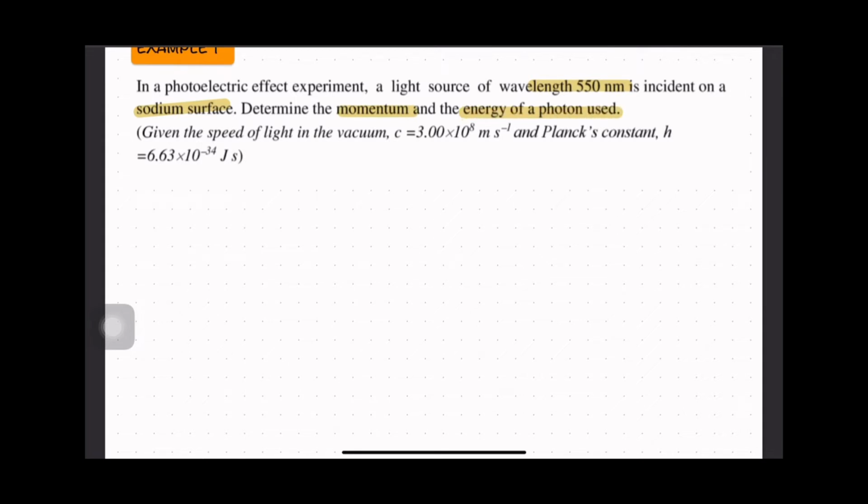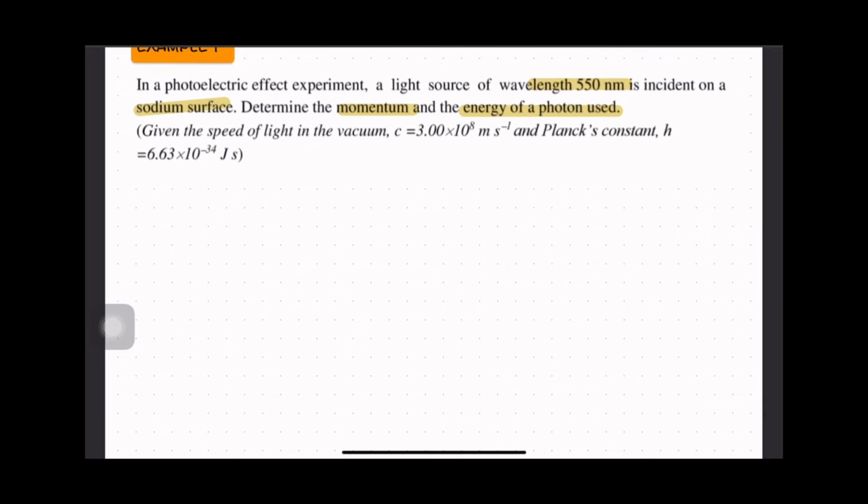Okay, so kita nak cari dia punya momentum. Diberi wavelength. Jadi, aku boleh gunalah momentum p is equal to h over wavelength. So, h is 6.63 times 10 to the power of negative 34 divided by wavelength is 550 times 10 to the power of negative 9. Okay. So, sepatutnya you akan dapatlah jawapan yang sama dengan saya lah. Ni direct je ni. Okay.